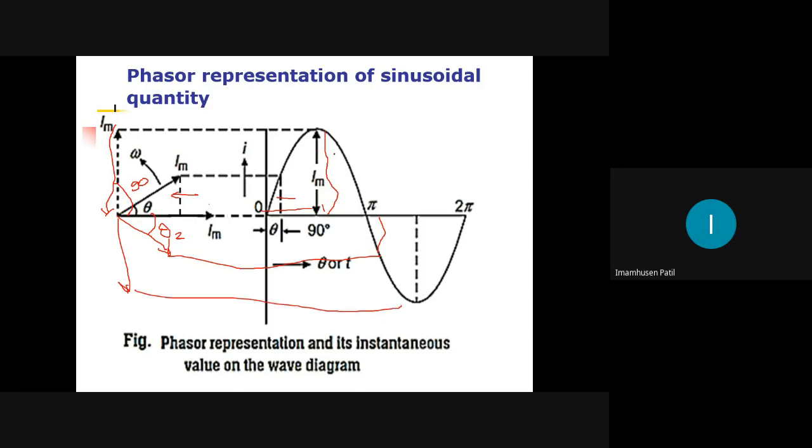Now you are converting the sine wave into a simple phasor with a magnitude. The magnitude is equal to Im. The length of the phasor that you have to select is equal to Im, and the angle is theta, where you want to find out. Like that, you have to draw the phasor diagram.